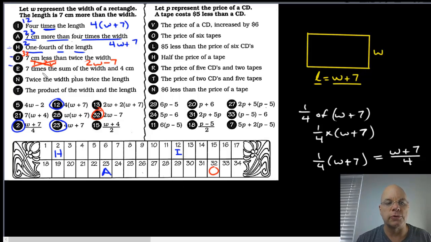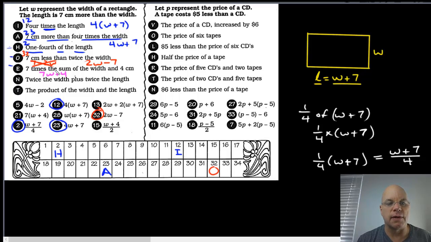And this is the last one we'll do together. 7 times the sum of the width and 4 centimeters. So here's another one that could potentially give you a problem. I'm going to do it the wrong way first. If you do 7 times the width plus 4, that's not 7 times the sum of the width and 4. That's just 7 times the width. We'd multiply the width by 7 and then we'd add 4.